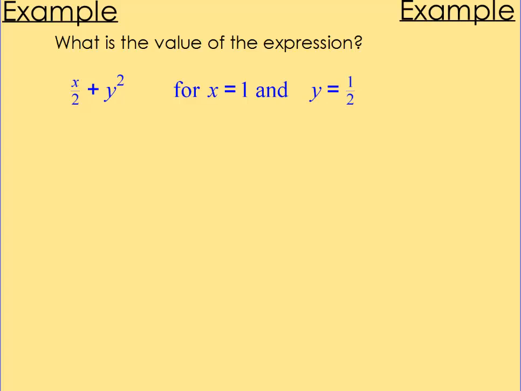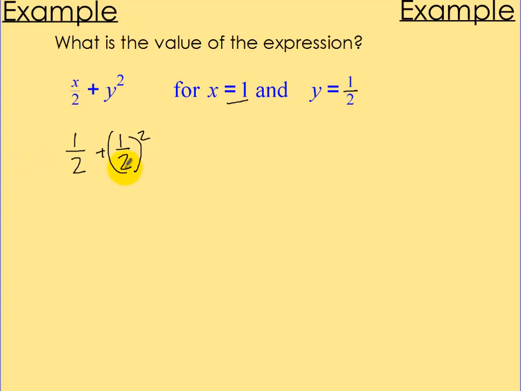All right, pause the video. And let's try this. For the value of the expression, we're going to plug in 1 for x and 1/2 for y. So plugging in 1 for x, I'm going to get 1 over 2 plus 1/2 squared.